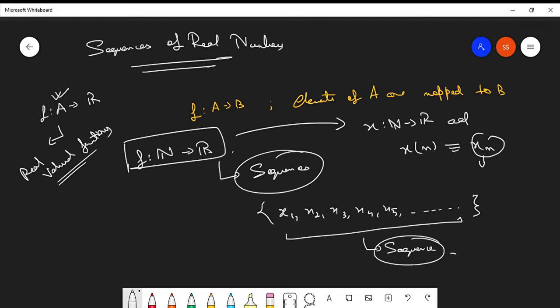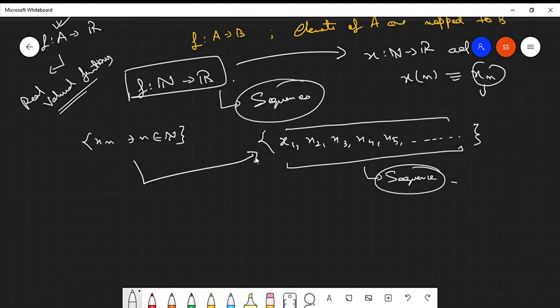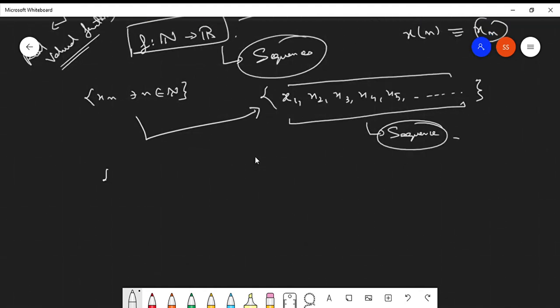Clear? There is one more term related to sequences called range. The notation of a sequence is written as {xn : n belongs to the set of naturals}. But in some cases, authors also tend to write the range of a sequence in this form. They are basically different, so understand what is happening.